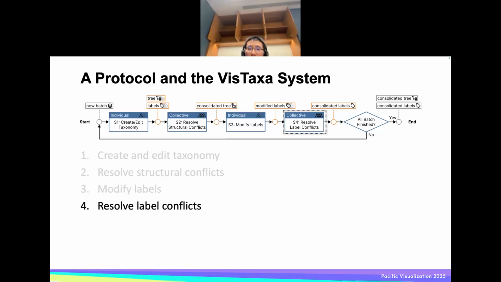And for the fourth step, all coders collectively go through each image whose labels differ among the coders. And for each conflicting label, the coders justify their choices, which may involve discussing the definition of the taxa and the understanding of the image and how the two align.